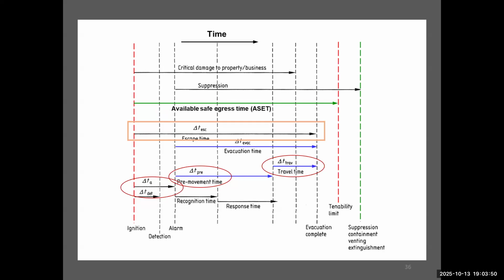The summation of the detection time, the pre-movement time, and the traveling time is the RSET, the required safe egress time. Meanwhile, the fire is growing, and the fire growth reduces the ASET, that is the available safe egress time. So safety requires that the evacuation is complete before the conditions become deadly.